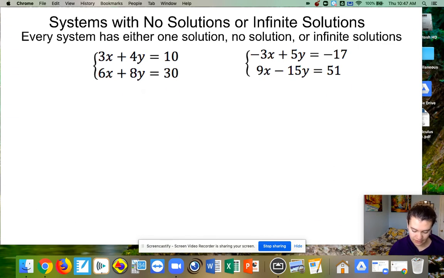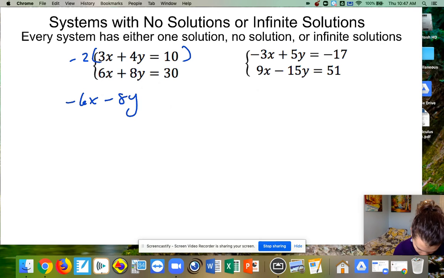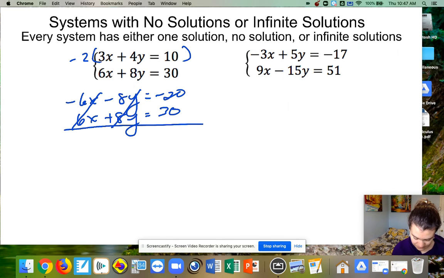Okay, so back to no solution and infinite solutions. We talked about this before in 6.1, but it didn't go away. So here, if we're solving these, we can multiply this by -2 to get what we want. You'll get -6x minus 8y equals -20. We have 6x here plus 8y equals 30. Those will cancel, those will cancel. So we have 0 on that side, and then this gives us 10. That's not possible. That doesn't work. So this would be no solution.